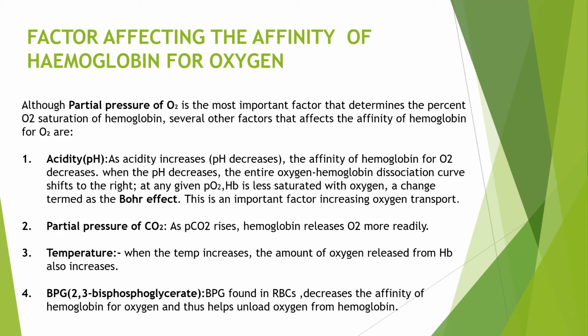The second one is the partial pressure of carbon dioxide. As the partial pressure of carbon dioxide increases, the hemoglobin releases more oxygen. The third one is the temperature. When the temperature increases, the amount of oxygen released from the hemoglobin also increases. And the fourth one is 2,3-bisphosphoglycerate, which is found in the RBC. It decreases the affinity of the hemoglobin for oxygen and helps to unload the oxygen from the hemoglobin.